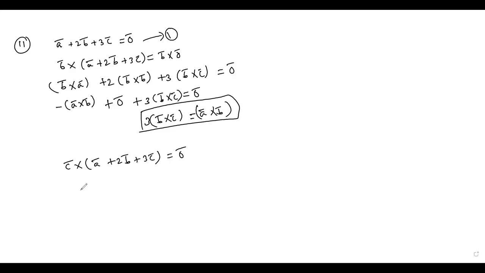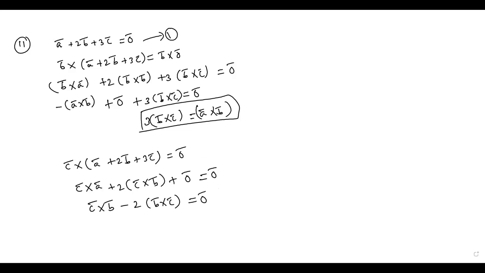Right side 0 bar only come. C bar cross A bar plus 2 into C bar cross B bar plus 3 into C bar cross C bar is 0 bar, equal to 0 bar. Now C bar cross A bar, this you can write minus 2 times of B bar cross 0 bar, B bar cross C bar equal to 0 bar.